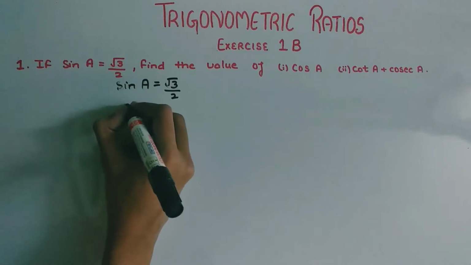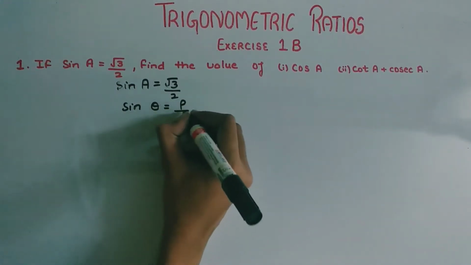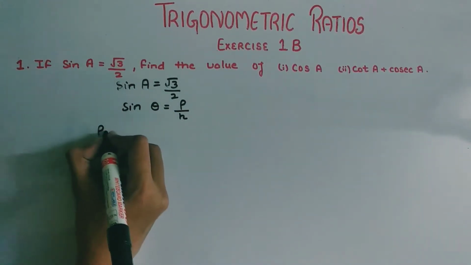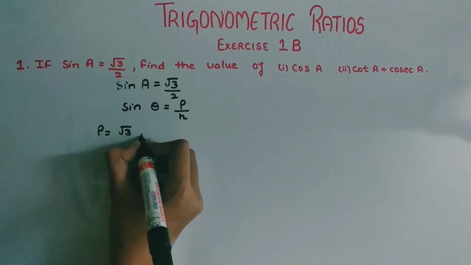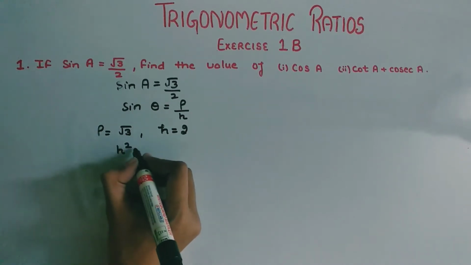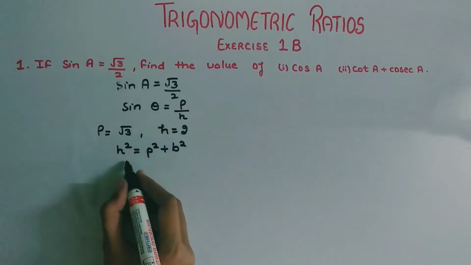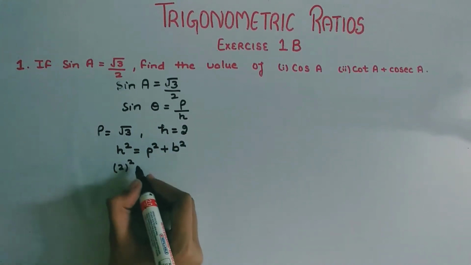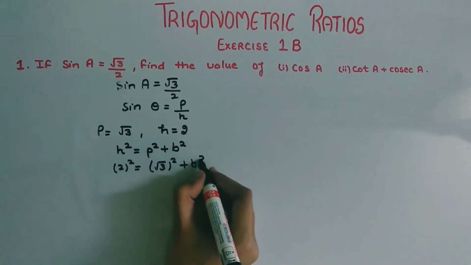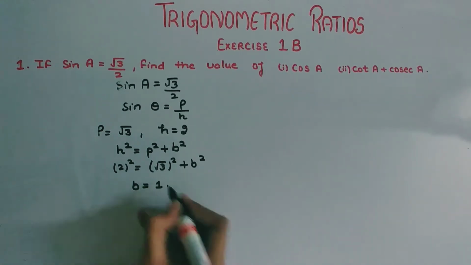We know that sine of any angle theta is equal to perpendicular divided by hypotenuse. Hence, from these both equations, we have value of perpendicular, that is under root 3, and that of hypotenuse is 2. We will use Pythagoras theorem, that is hypotenuse square is equal to perpendicular square plus base square. We have value of hypotenuse, that is 2, that of perpendicular is under root 3 plus base square. By solving this equation, we will get value of base as 1.